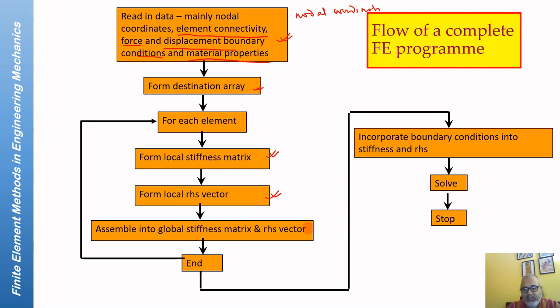So once you form this, you assemble it immediately into its right position in the global stiffness and the global RHS vector, and you do that using the destination array that you have formed. Then this loop ends and it continues over all elements. After this is done, you get a stiffness matrix which is singular. So you have to incorporate boundary conditions into the stiffness to make it non-singular. You also have to modify the right hand side to get your K prime U equal to F prime equation. Then finally you solve this equation. This is no longer singular, so you can solve it, and that's the end of the story.